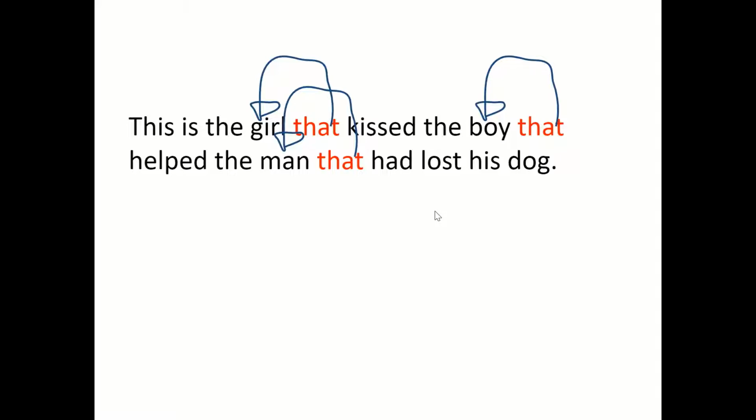And in fact, this is demonstrated by a popular nursery rhyme. This is the house that Jack built, which goes, this is the malt that lay in the house that Jack built. This is the rat that ate the malt that lay in the house that Jack built.